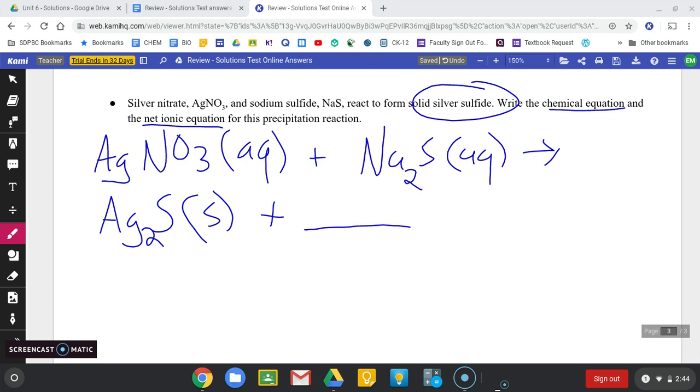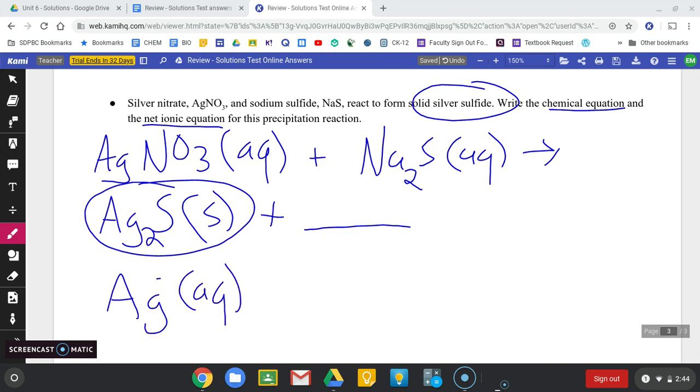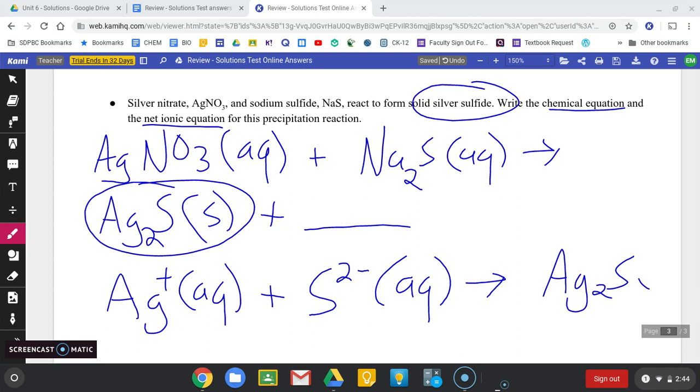I put here, write the chemical equation, which is what I'm going to finish here in a second. But the most important thing for you to be able to figure out for the test is net ionic equation. So look at your solid and say, okay, how do I break that down? So the net ionic equation would be something like Ag plus aqueous, something like that. And Ag is a positive 1 here, plus S, so negative 2 ion, that's aqueous, makes Ag2S. That's it. That's what you need to be able to figure out.